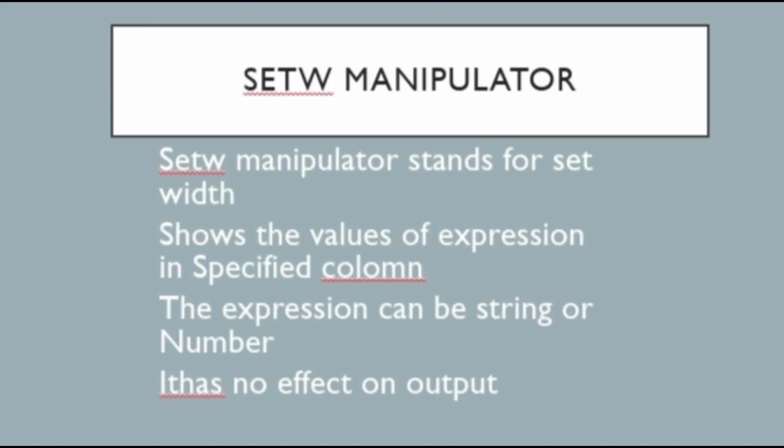Now I'm going to discuss the second manipulator, that is the setw manipulator. Setw means set width. The W stands for the width. It shows the value of the expression in a specified column. Setw basically sets the iOS library field's width and specifies the minimum number of characters in positions. The expression can be a string or a number. It has no effect on the output. The output is displayed as it is.